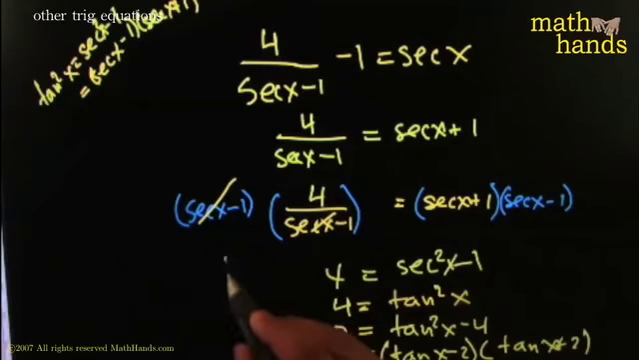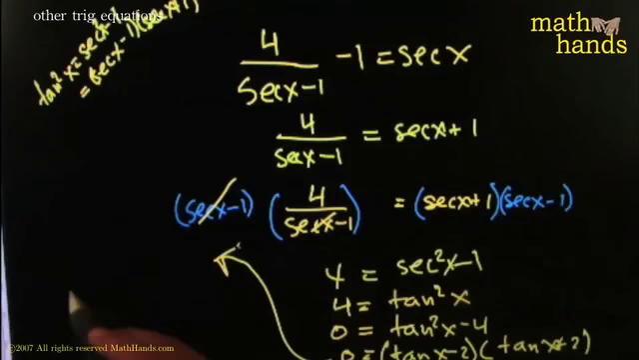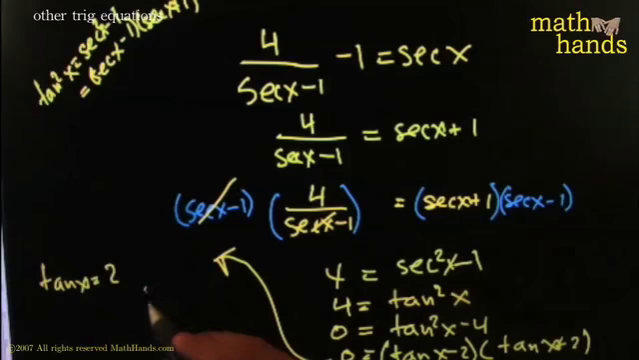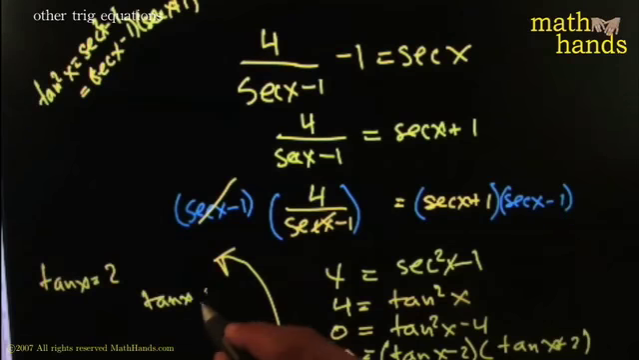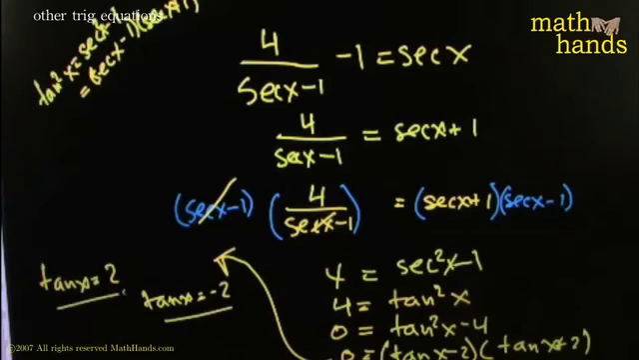And I'll continue over here. That means that either tan x equals 2 or tan x equals negative 2. And both of these are easy to do. And I'll let you finish those. So this is a really nice problem. It's a lot like one on the homework.